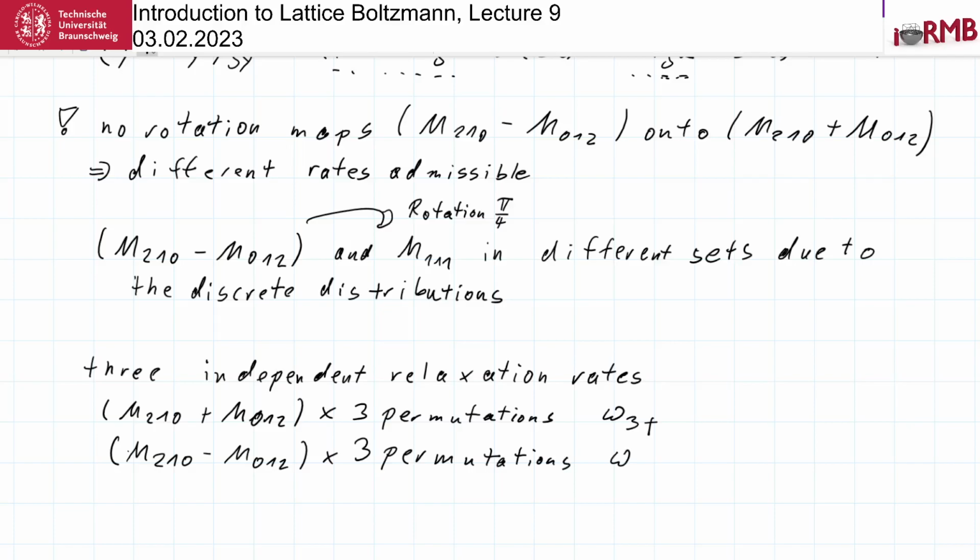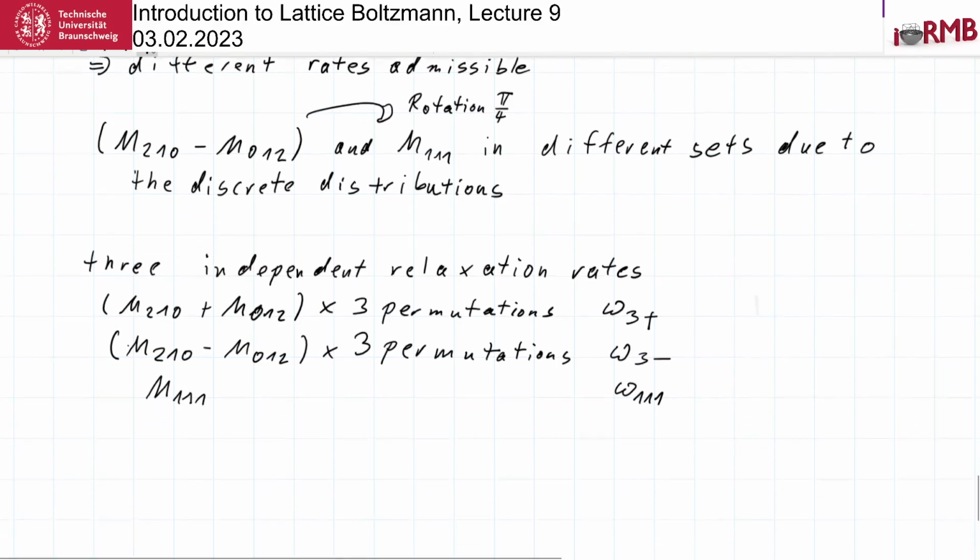They have omega 3 minus, so this is completely physical. And then there is something artificial that comes from the lattice, namely that this one is independent of the previous one. And this we give the omega 3. Okay.